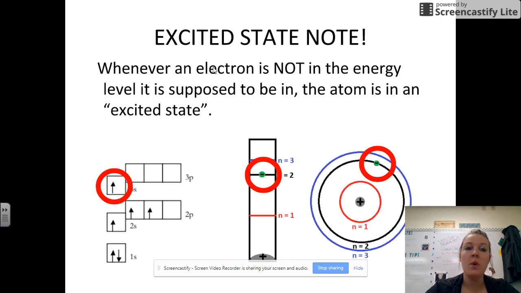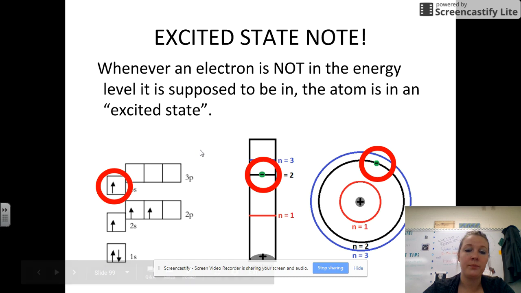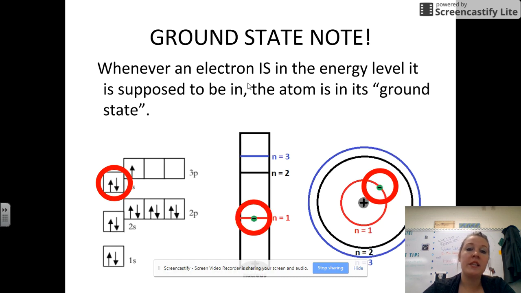Just so you guys know, excited state note: whenever an electron is not in the energy level it's supposed to be, like here, it's not in the first energy level, or you can see this arrow should actually be down here in the 2p sublevel, that means the atom is in its excited state. When we're in the ground state, everything is normal, nothing is out of place. This is the ground state.